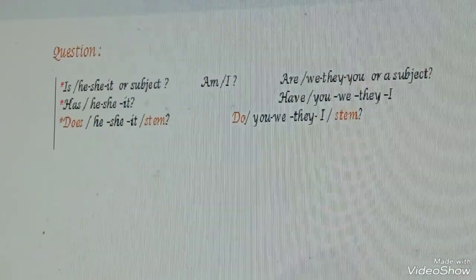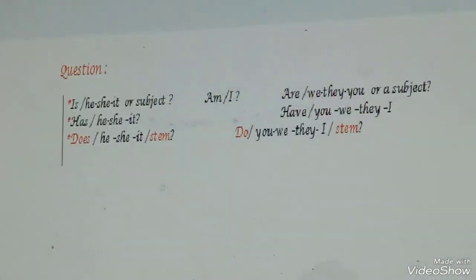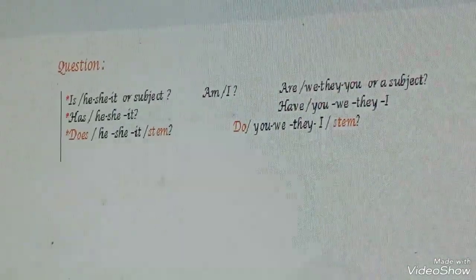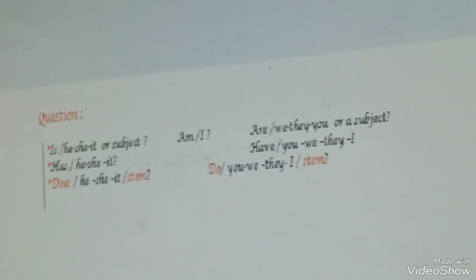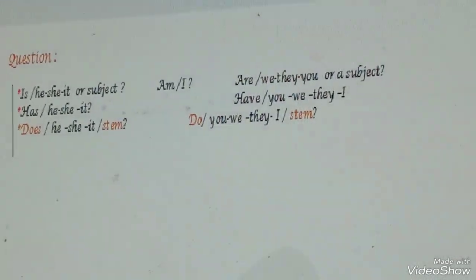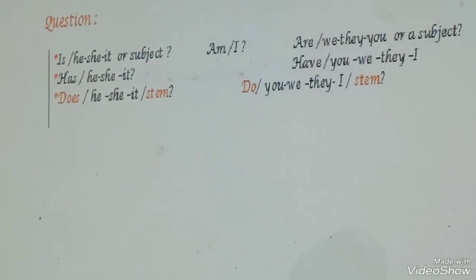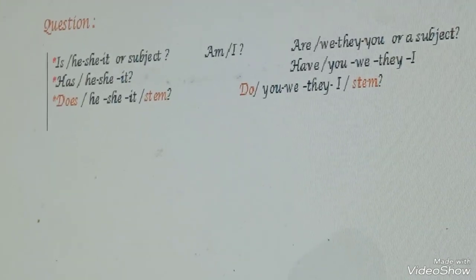So we move with question. With the verb to be, you say is he, is she, is it, or any subject. Say am I, or are we, are they, are you, or a subject. With the verb to have, you say has he, has she, has it, or have you, have we, have they, or have I. With the verb to do, does he, does she, does it, plus stem, or do you, do we, do they, or do I, plus stem. For example, say, does he go to school? Do you go to school?